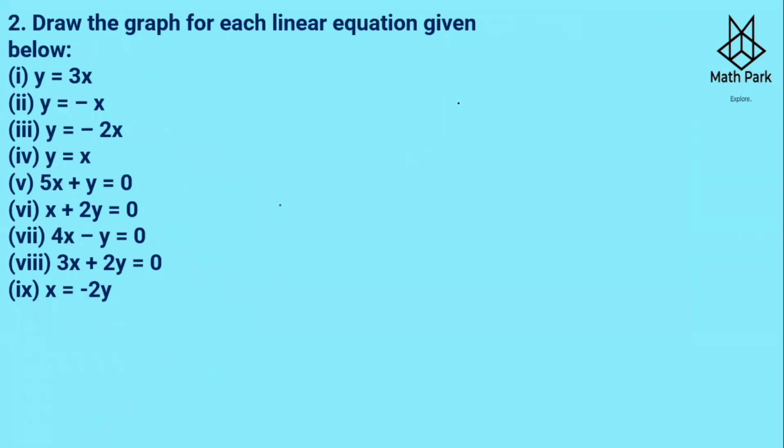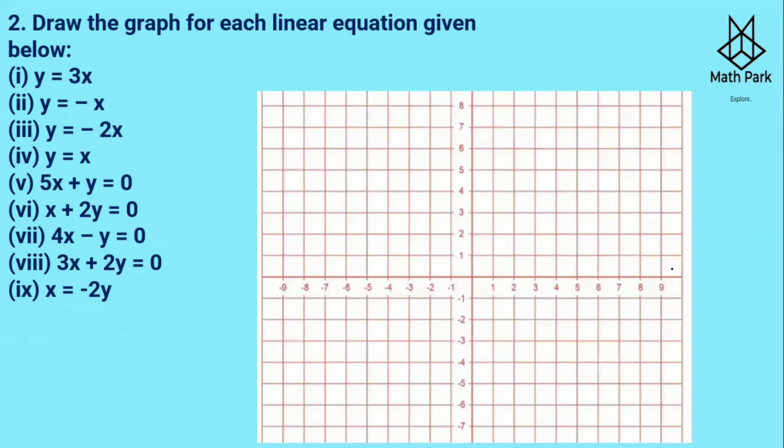Moving to question number 2, draw the graph of each linear equation given below. It is y is equal to 3x. So this is your x-axis and this is your y-axis. The first one is y is equal to 3x, and here we are going to make a table, x and y.